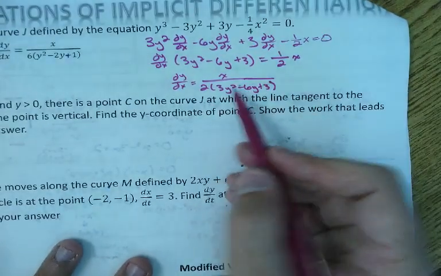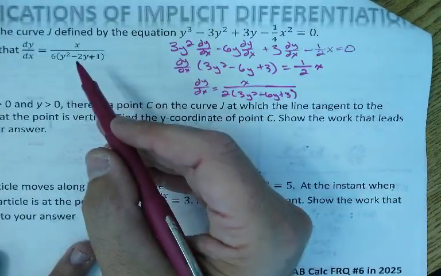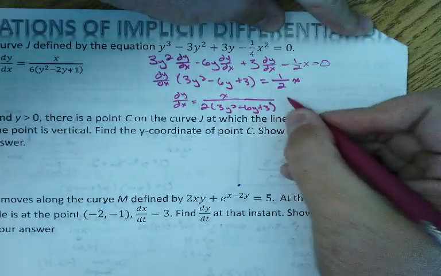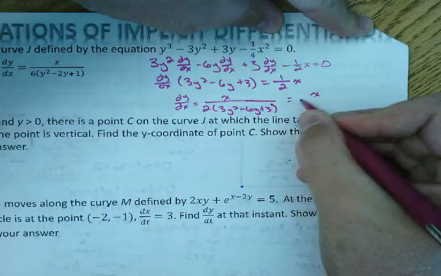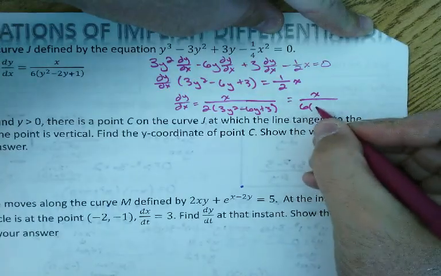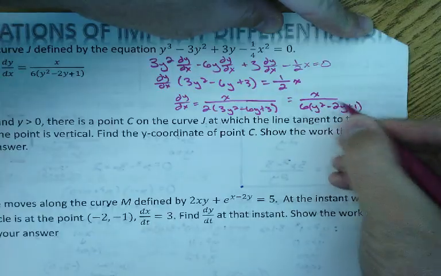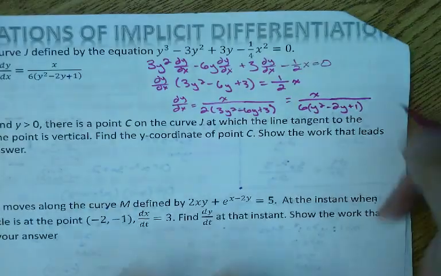Okay, this doesn't look like that. It almost does. What's the only thing I have to do now? Take out a GCF of 3 on the bottom. So it's going to give me x over 6, y squared minus 2y plus 1. Boom, it's verified.